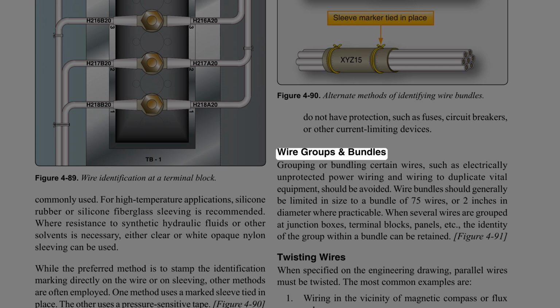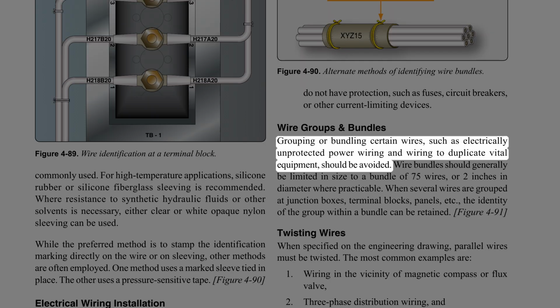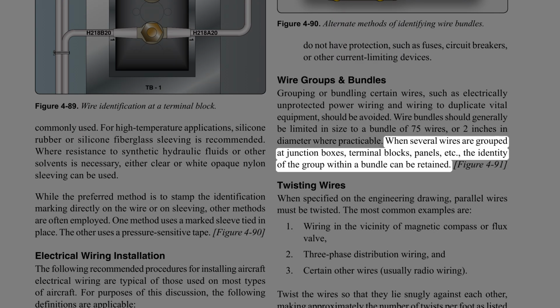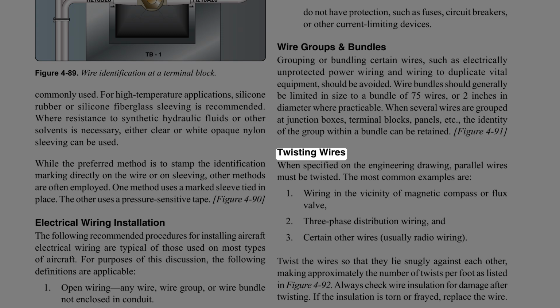Wire groups and bundles. Grouping or bundling certain wires, such as electrically unprotected power wiring and wiring to duplicate vital equipment, should be avoided. Wire bundles should generally be limited in size to a bundle of 75 wires, or 2 inches in diameter where practicable. When several wires are grouped at junction boxes, terminal blocks, panels, etc., the identity of the group within a bundle can be retained.